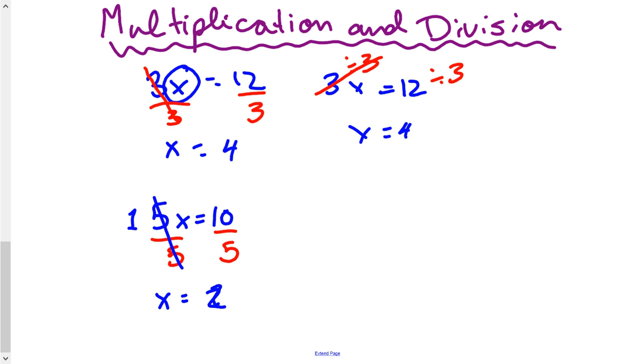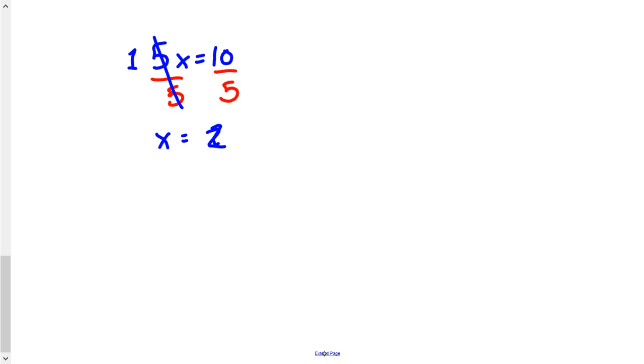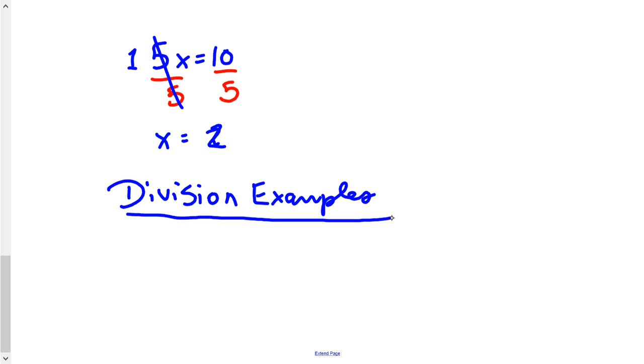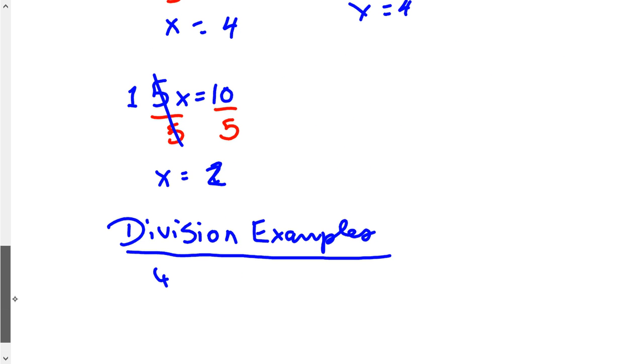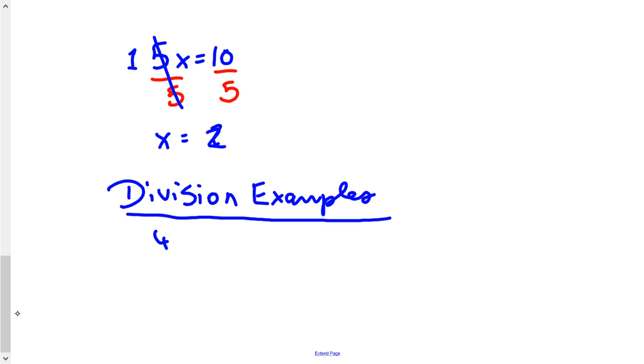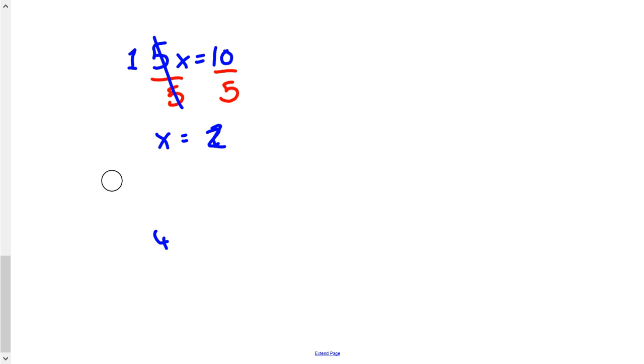Sometimes we will have it being divided. So those are good multiplication examples. Let's say these as division examples. Oh, those are all division examples. I meant to say the other way. One second. So these should be multiplication examples.